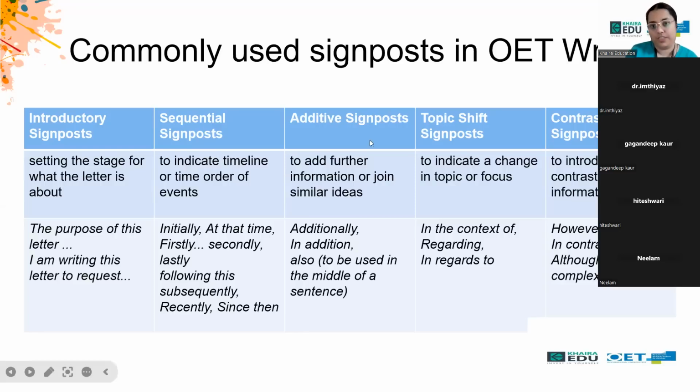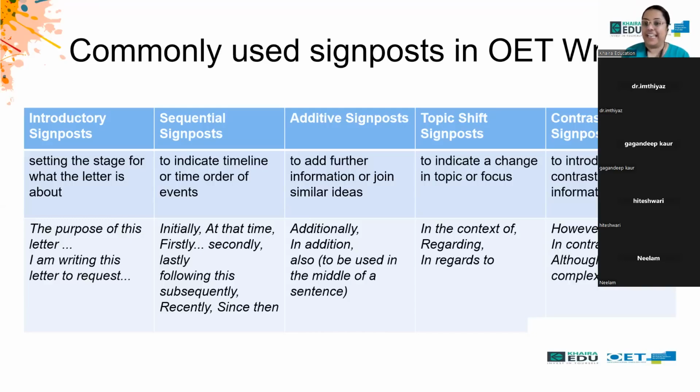So signposting of this kind, introducing the patient and beginning the letter, gives a lot of clarity to the reader. If such signposts are used in the beginning, they clarify what the letter is going to be about.